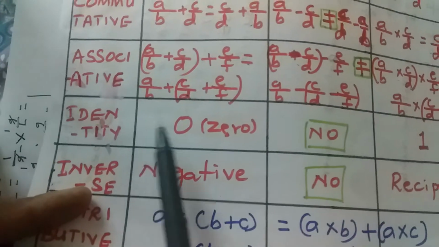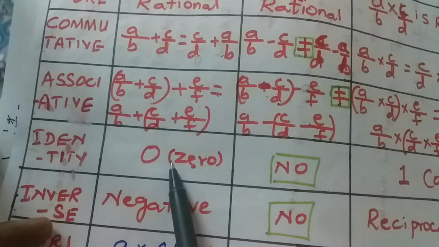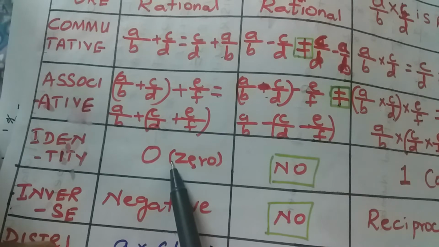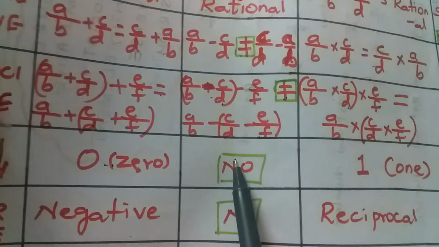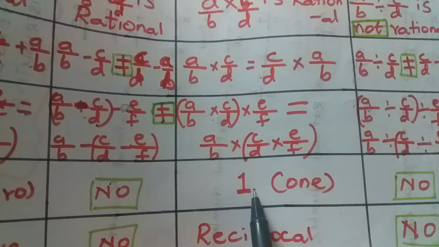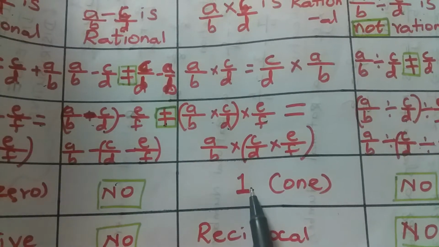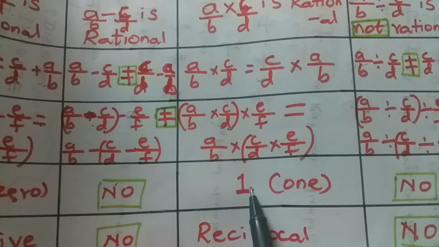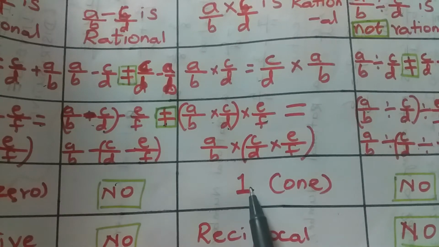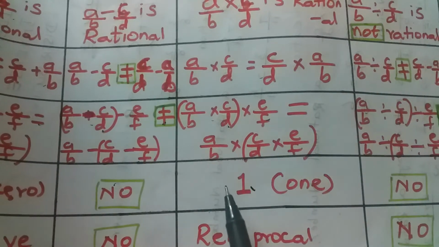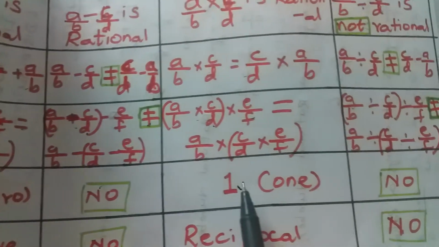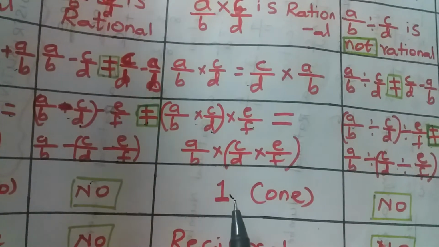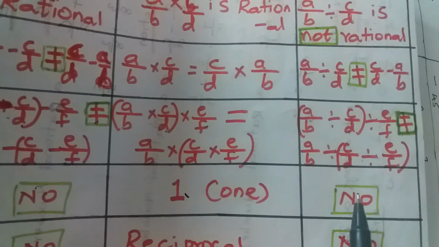And when you come to identity, the identity element of addition is 0. With whatever number you add 0, you get the same number. So 0 is called the identity element of addition, and there is no identity for subtraction. 1 is the identity element of multiplication, because with whatever number you multiply by 1, whether it is a decimal number, fraction, rational number, positive or negative, big or small, any number you multiply by 1, we get the same number. So 1 is called the identity element of multiplication, and there is no identity element for division.